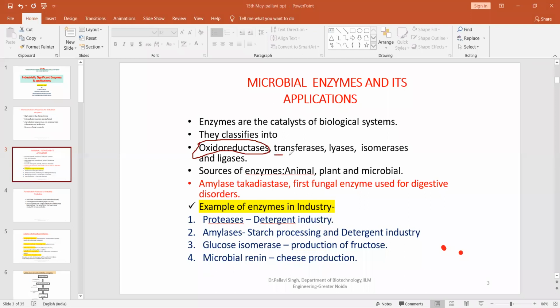What are transferases? Transferases are those enzymes which are involved in the transport of essential ions and minerals from one site in the cell to another site. Like we need to transport sodium, we need to transport potassium in and out of the cell. This is done by the transferases. Also in the metabolic pathways, transferases are involved in transferring hydrogen ion from one molecule to another.